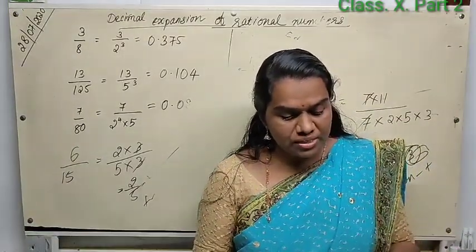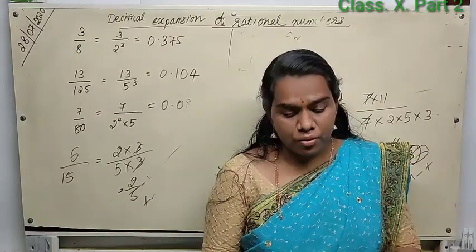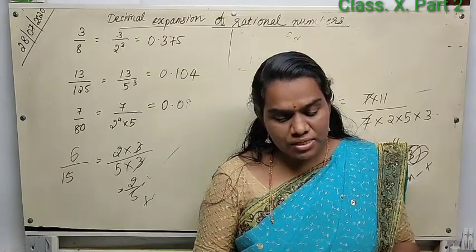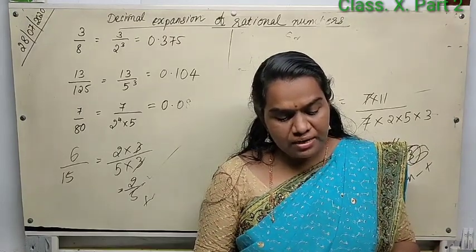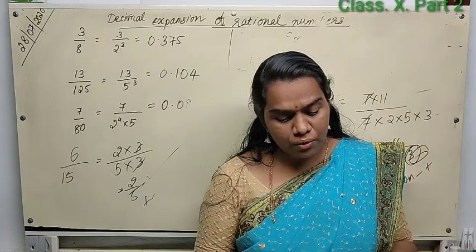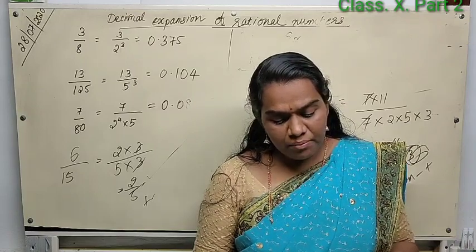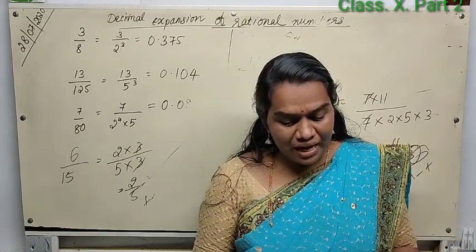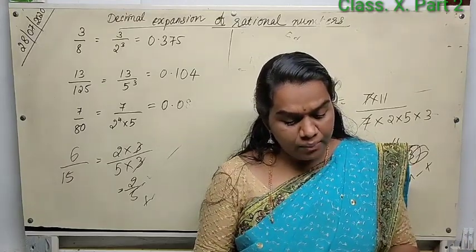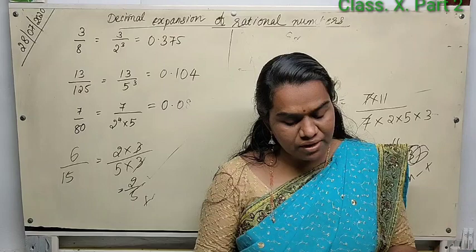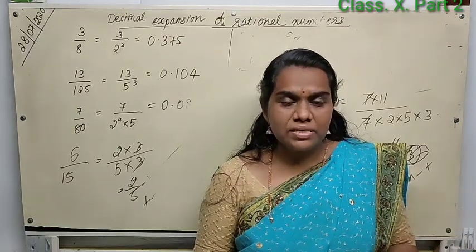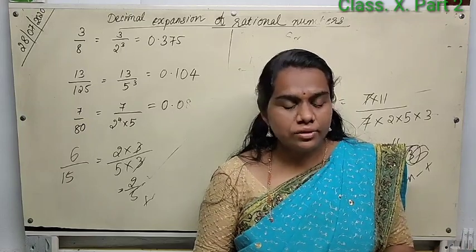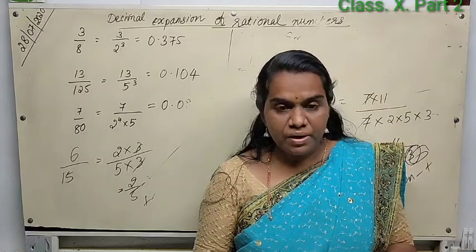Then the last question of exercise 1.4. The following real numbers have decimal expansions as given below. In each case, decide whether they are rational or not. If they are rational, write them in p by q form. What can you say about that, which you studied last year? First one, 43.123456789. It is terminating. Since it is terminating, it is a rational number. If the decimal expansion terminates, it is a rational number. That you can write in the p by q form.